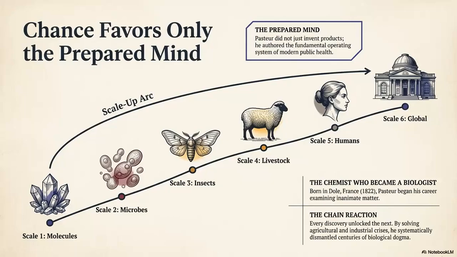Pasteur didn't just solve isolated crises, he authored the fundamental operating system of modern public health. This slide captures the essence of a chain reaction that started in a lab and expanded into the global institutional framework we rely on today.